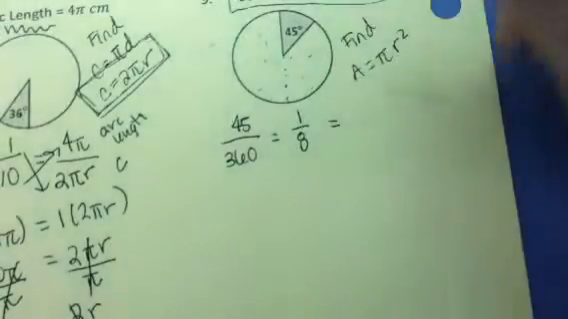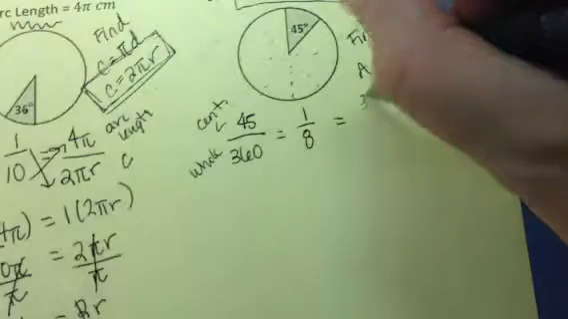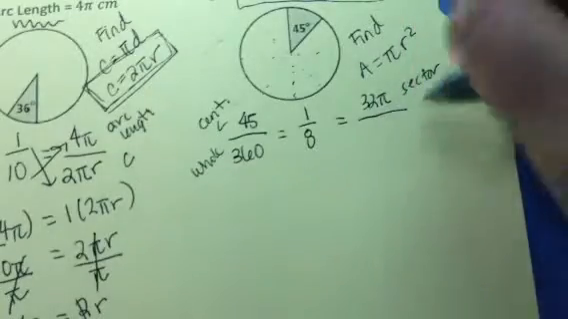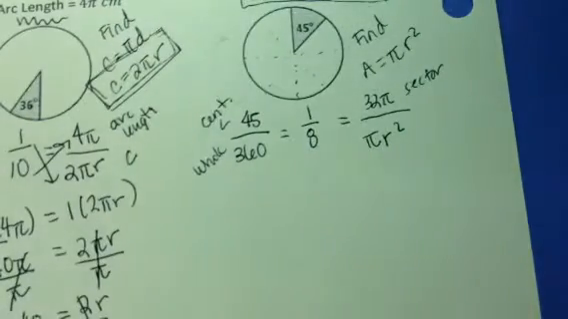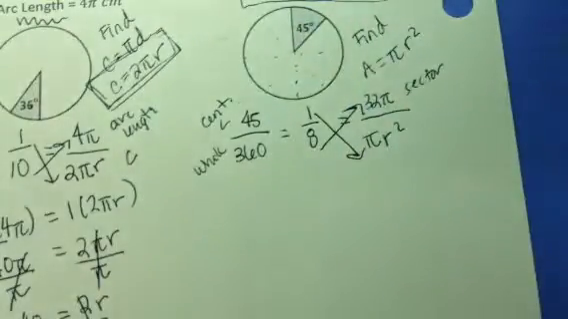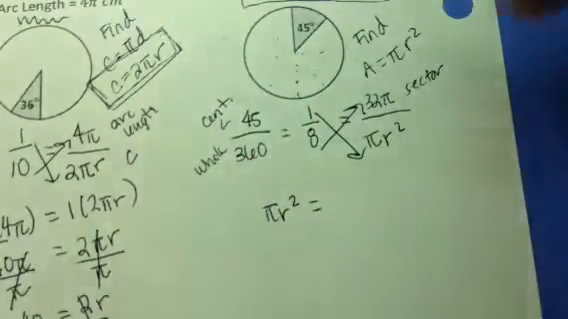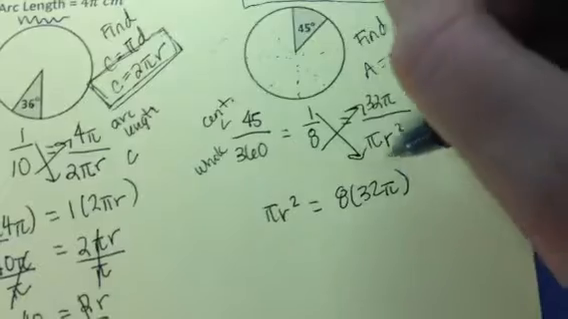All right, we know that our sector area, because we said this is our central angle, this is our whole circle. So I want my sector area on top, which is 32 pi, compared to the whole area, which is pi r squared, because we don't know the radius of the circle, but we're going to find it. All right, so now I could cross multiply. I've got 1 times pi r squared, which is just pi r squared. And then I've got 8 times 32 pi. And so I've got to multiply that.